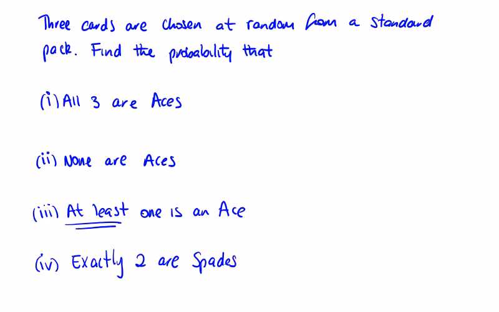Okay, let's have a look at this one. Three cards are drawn at random from a standard pack. Find the probability that all three are aces. Okay, how many aces are there? Four. So 4 over 52. So if you just dip your hand into a pack of cards, you have a 1 in 13 chance of getting an ace.